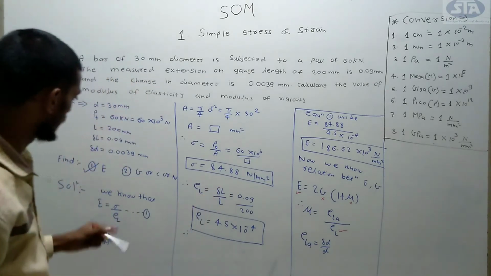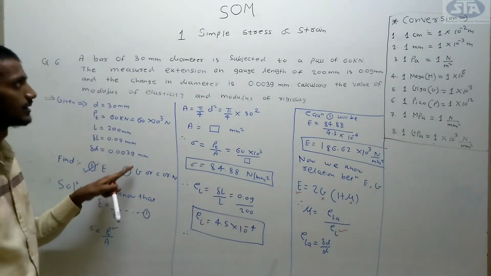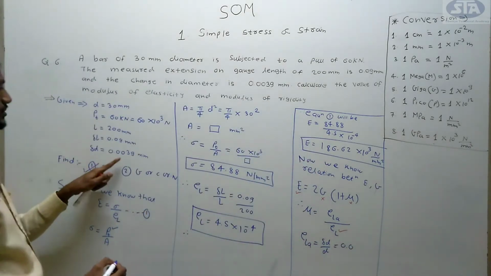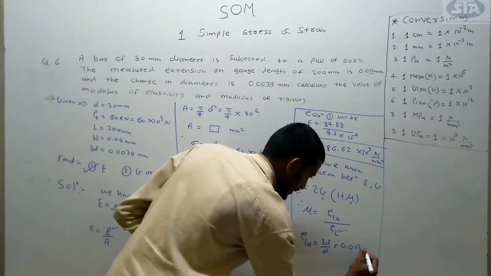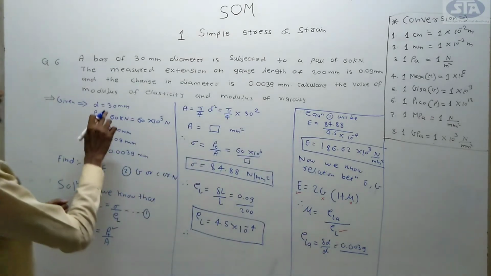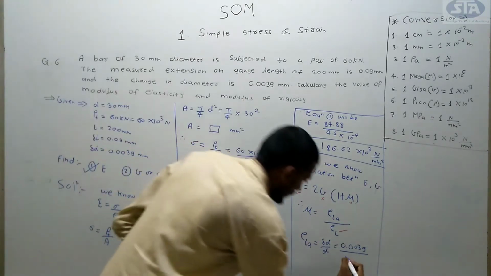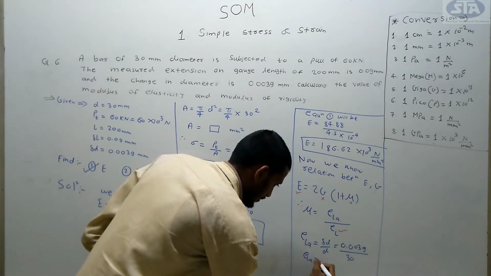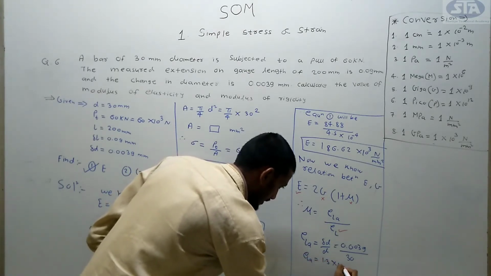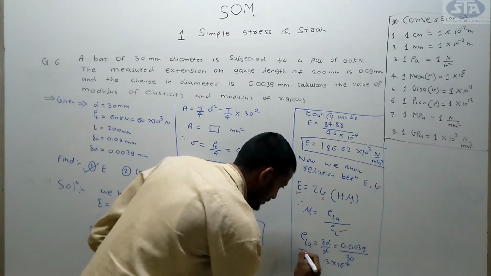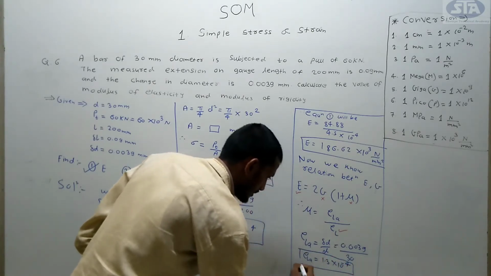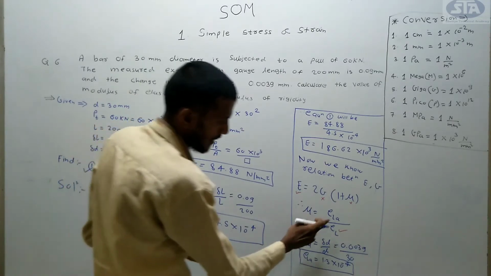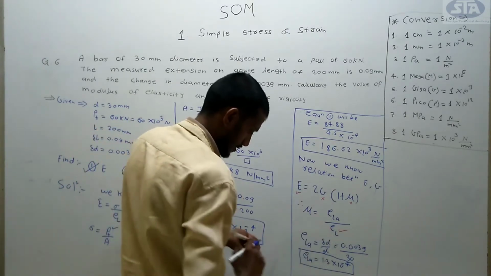Now change in diameter is 0.0039, divided by original diameter, which is 30. The answer becomes lateral strain equal to 1.3 into 10 raised to minus 4, and this is the value of lateral strain. Okay, now we can get mu, which is lateral strain upon linear strain.